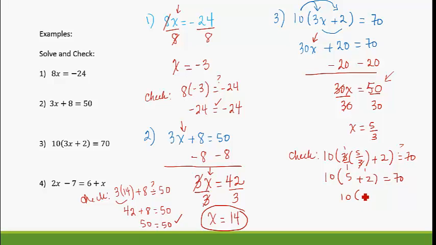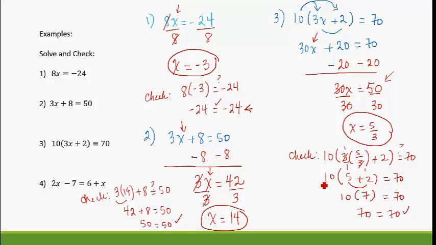And this is going to be 10 times 7. I would not distribute here. You can distribute, but there's no reason to because these are like terms. We can combine them. And 10 times 7 is indeed 70. And so we know our answer is correct. And remember, these are our answers. These are not our answers.